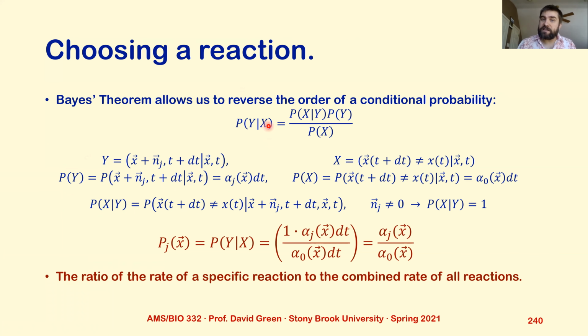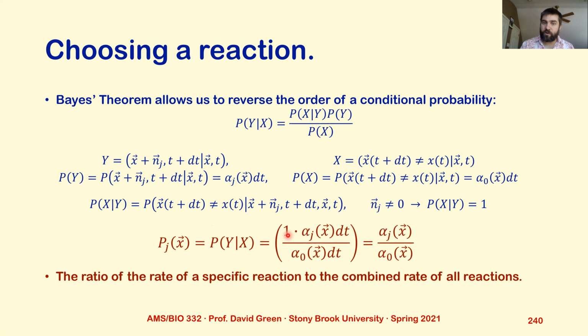P y given x is the problem we're trying to find. What's the probability that a reaction happened given that something happened? Well, what would this last piece, P x given y? P x given y is the probability that some reaction happened given that a specific reaction happened. And this has to be 1. If we know that a specific reaction happened, we definitely know that something happened. Right? And this is where the simplification is going to come in.